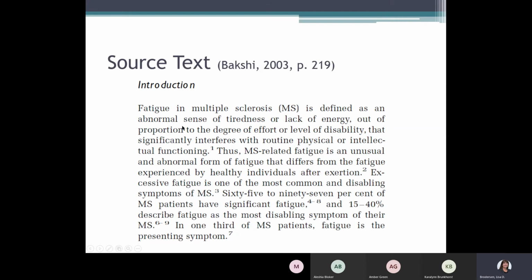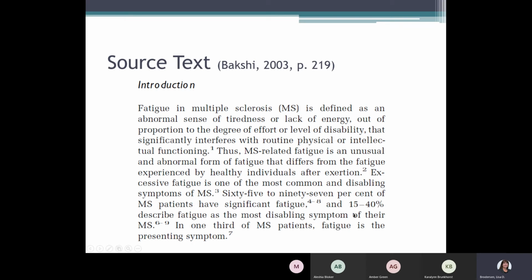So we know that this first sentence is being credited to a source by Bakshi. So if we were to look in Bakshi's reference list, we would see what that source was. Thus, MS-related fatigue is unusual and abnormal, et cetera, et cetera. Another source citation, number 2. Excessive fatigue is one of the most common and disabling symptoms of MS. And you can see this paragraph here is a typical problem introduction. The author, Bakshi, is introducing the problem of fatigue associated with multiple sclerosis. Okay, so these are the typical moves you would make to introduce that problem.